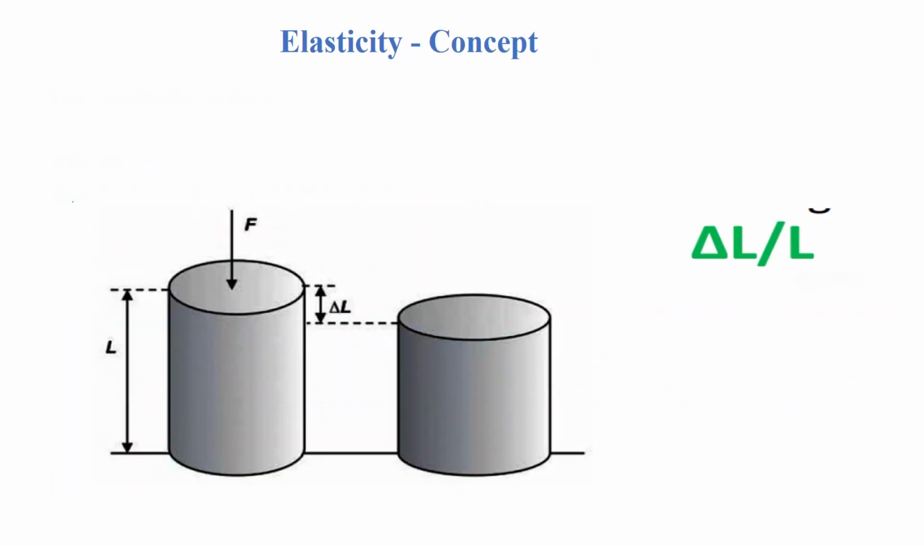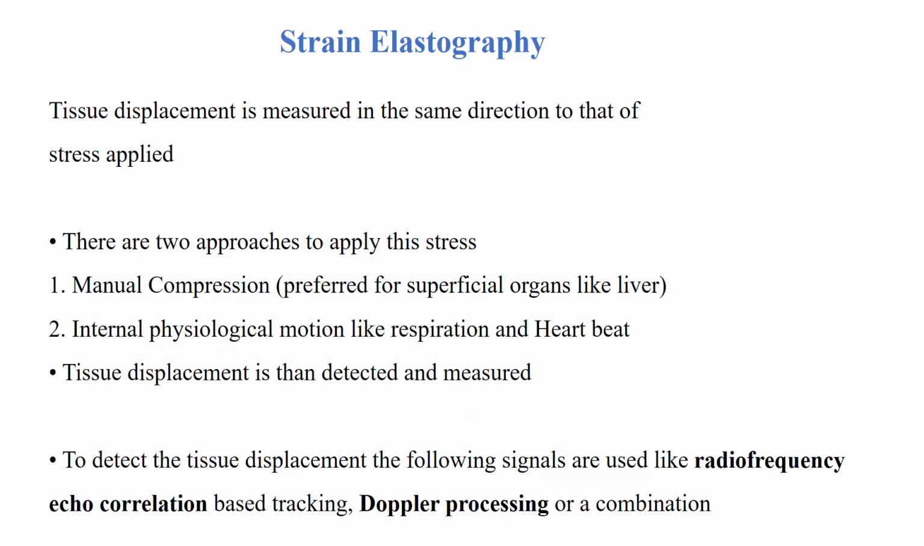Before we understand the objective parameters, it all depends upon this concept of elasticity, that whenever a node is getting compressed, you feel that there is a change in the configuration of the node. The elasticity concept is nothing but the change in the length divided by the total length, which helps us to understand which node is stiffer and which node is less stiff. So the most common objective parameter that is used is the strain elastography, where the tissue displacement is measured in the same direction as that of the stress applied.